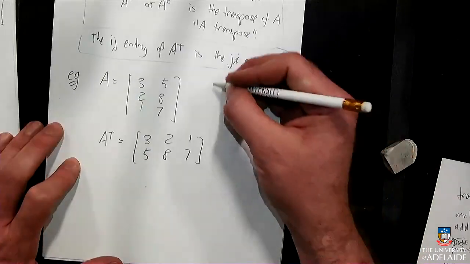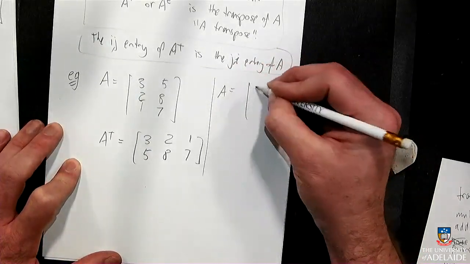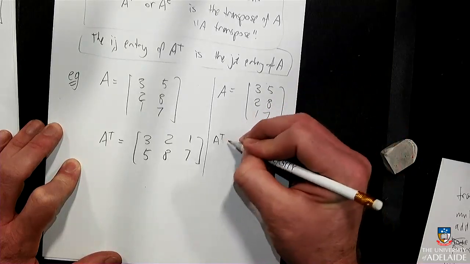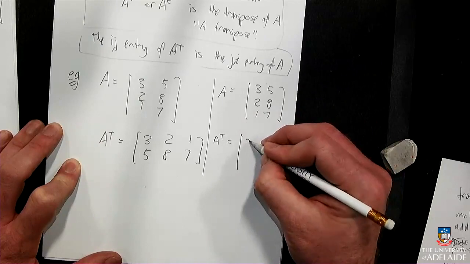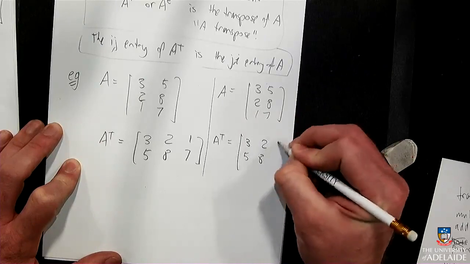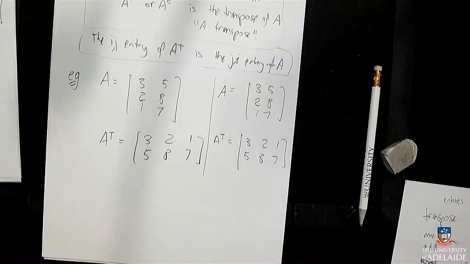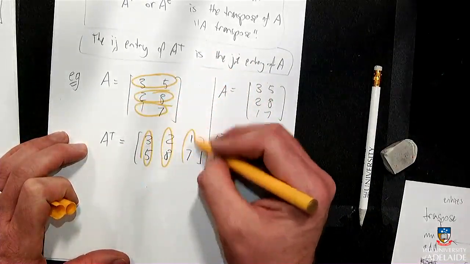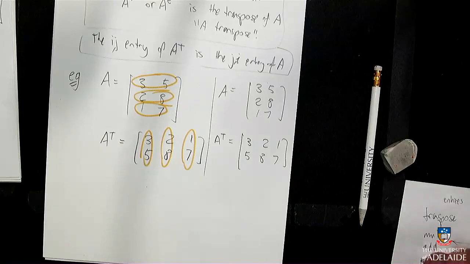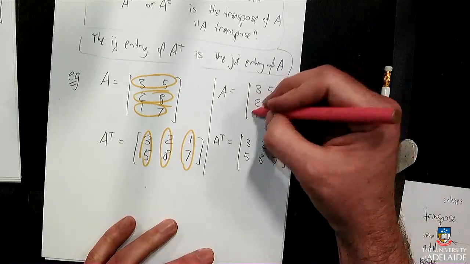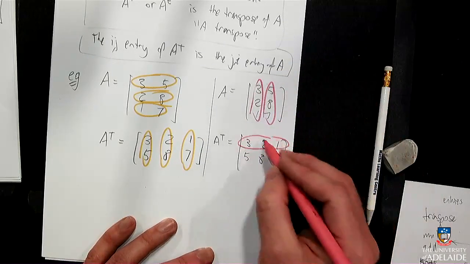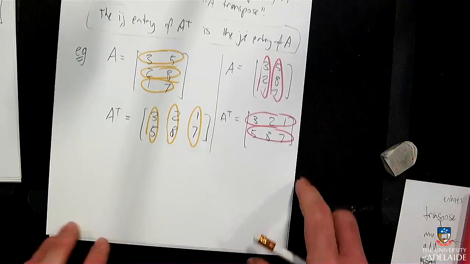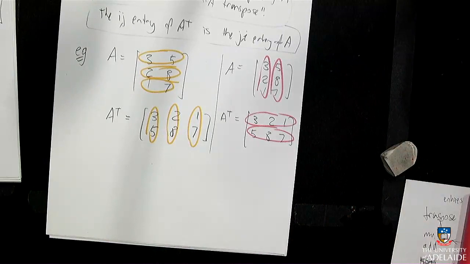I'm just going to write this down twice, just so that it's easier to see what I just said about rows and columns. So these 3 rows became these 3 columns. Alternatively, these 2 columns became these 2 rows. Okay. So, I mean, it seems like a pretty stupid thing to do, but there you go.